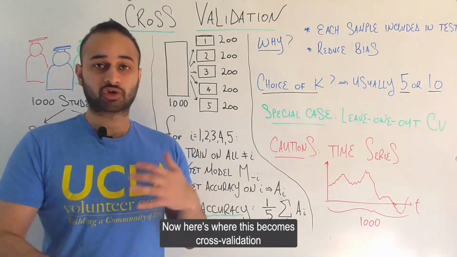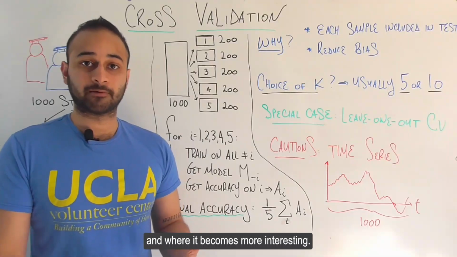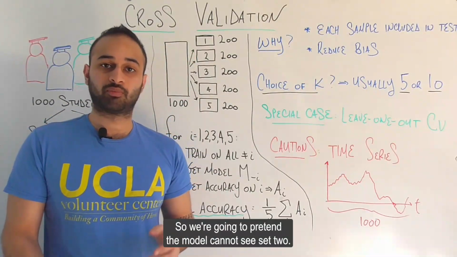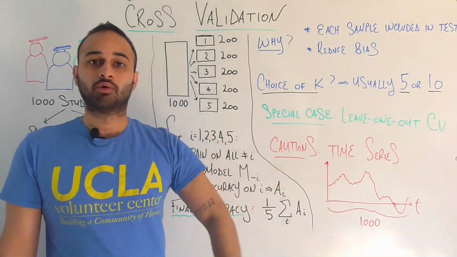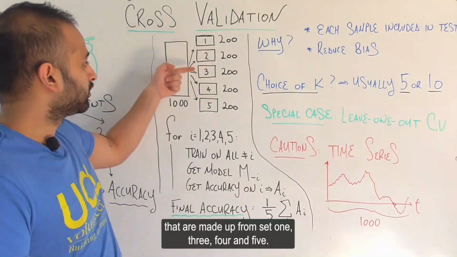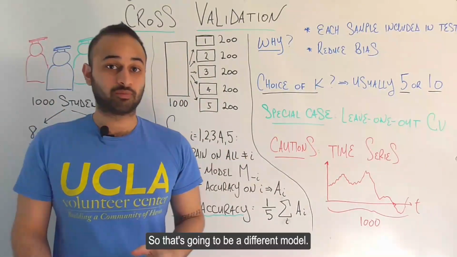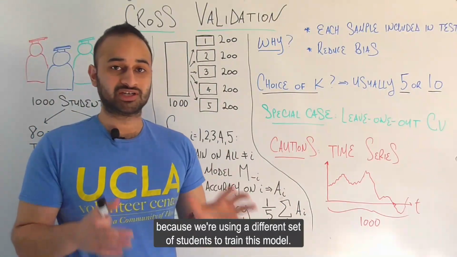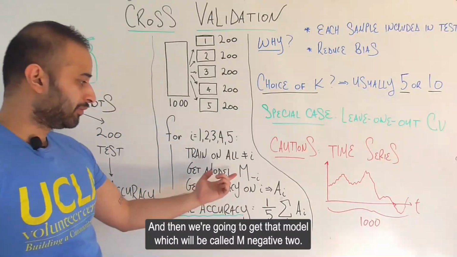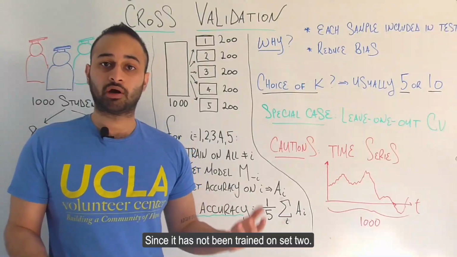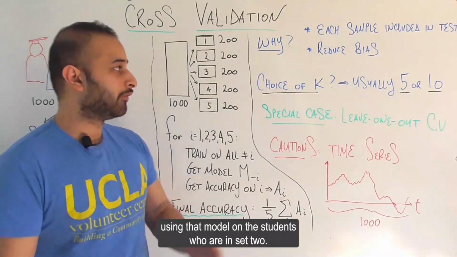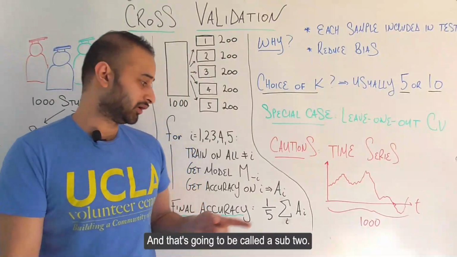Now here's where this becomes cross-validation and where it becomes more interesting. The next thing we do is say that now set 2 is going to be our testing set. So we're going to pretend the model cannot see set 2. We're going to train a new model on the 800 students that are made up from set 1, 3, 4, and 5. So that's going to be a different model, just making that clear because we're using a different set of students to train this model. And then we're going to get that model, which will be called M negative 2 since it has not been trained on set 2. And we're going to get the accuracy using that model on the students who are in set 2. And that's going to be called A sub 2.